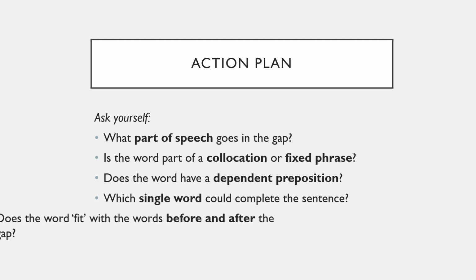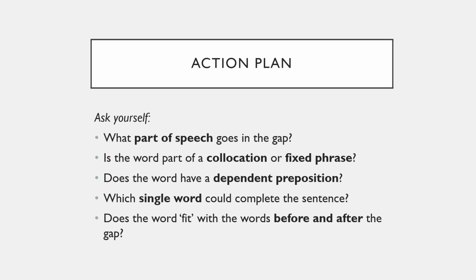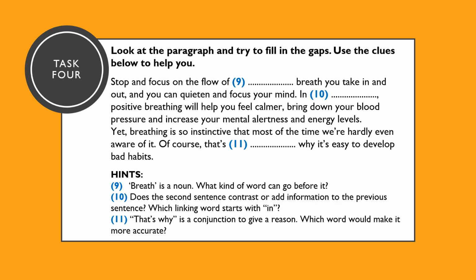Finally, when you think you know the missing word, read the full sentence again. Does the word definitely fit with the words before and after the gap? So now that we've looked at some exam strategy tips, let's practice applying them. On the next 3 pages, you'll see a Part 2 style task. Read the text and try to fill in each of the missing words. Think about the exam strategy tips that we just discussed.